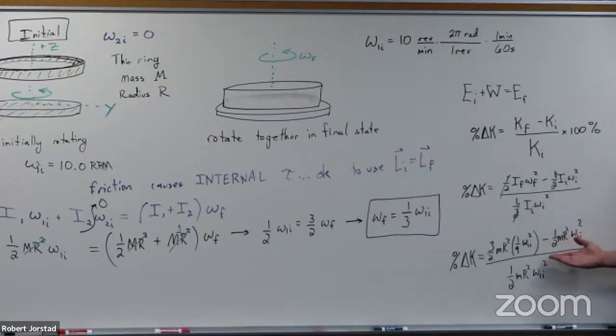What drops out in this ugly mess? Tell me one thing that drops out. What is one thing that appears in every single term? Omega initial. Omega initial drops out. I heard radius drops out. What else? Mass. Isn't that amazing? Here's another reason we do these problems algebraically, right? We can see that the mass, radius, and the initial rotation rate won't affect the percent energy loss.